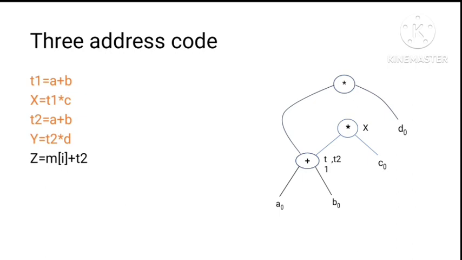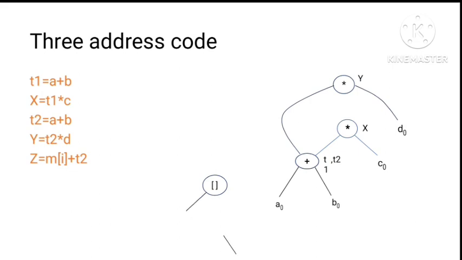Now finally we will take the last expression. We have an array added with T2, and that result has to be stored in Z. Now the array has to be represented. An array is represented with square brackets. Square bracket is an operator, so it should be represented as an internal node. On the left side of the array you have M, and the right side of the array you have I, isn't it? So M should be represented on the left side and I on the right side. But there is nothing wrong if you mention it as M0 and I0, because initially it is getting computed.